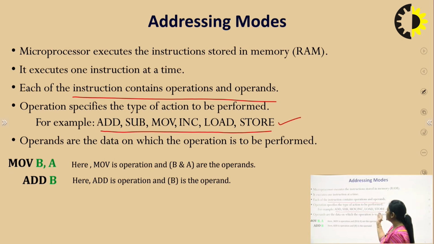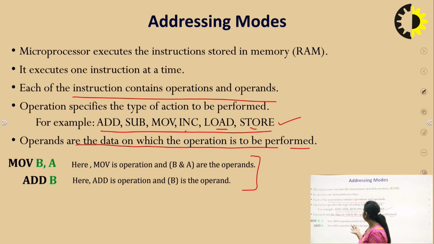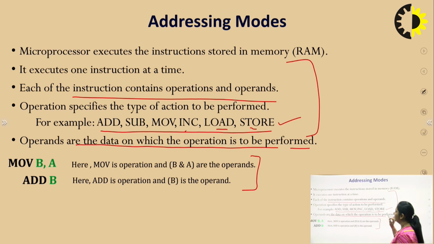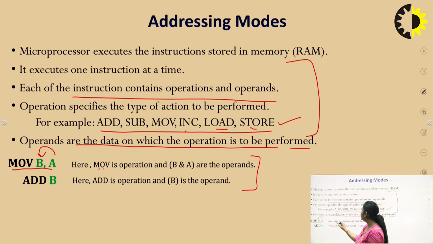For example, I have just taken these types: addition, subtraction, data transfer instructions like move, increment, load and store. These are a few operations that the microprocessor can perform, and there are many others also. Operands are the data on which the operation is to be performed. Next, here are 2 examples to relate with these points. First is MOV B, A. Here the content of register A will be copied to register B, and here move is the operation, and B and A are the operands. So this will be our opcode.